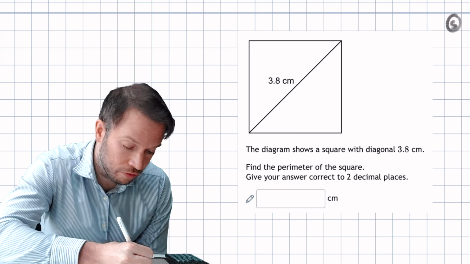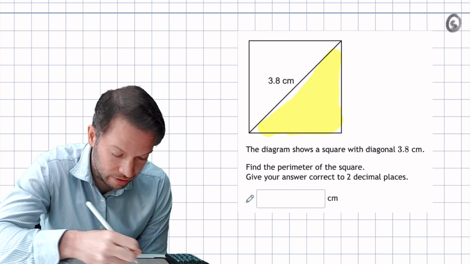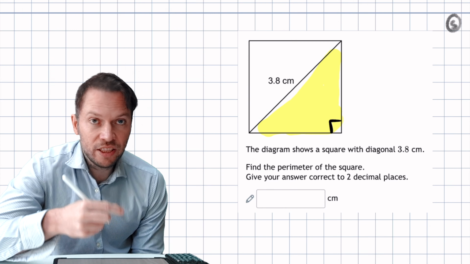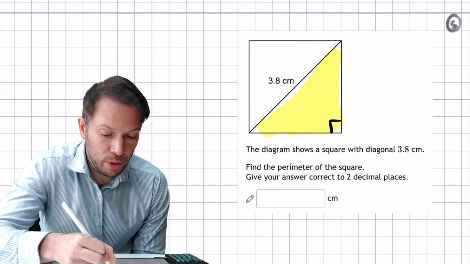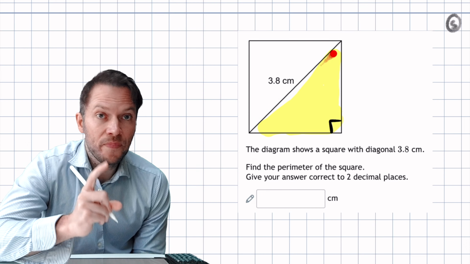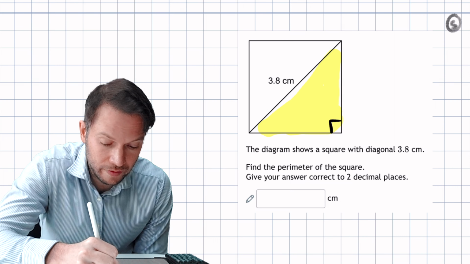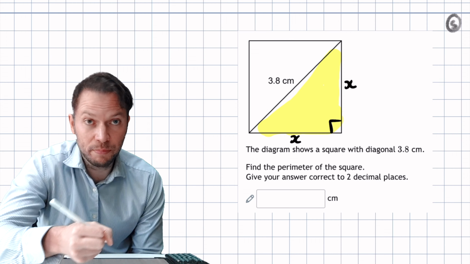Now we can see we've got a right angle triangle here because a square has right angles in it, so there's a right angle here. But if we want to use Pythagoras' theorem, we would need to know two of the side lengths in order to find the third. But we only know one of these side lengths. However, because we know it's a square, we know at least that this length is the same as this length. So we could call them both x to make them the same length. And now we can use Pythagoras' theorem.